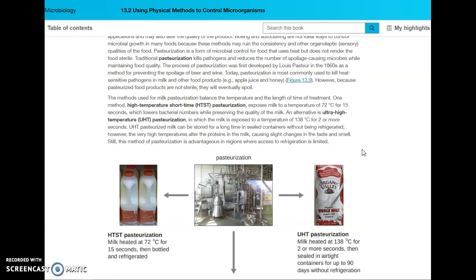But with ultra high temperature sterilization, you can have dairy products, milk especially, that doesn't have to be refrigerated. It doesn't have to stay refrigerated. So in areas without electricity, or when you have natural disasters or things like that, the ultra high temperature sterilized milk can come in handy.